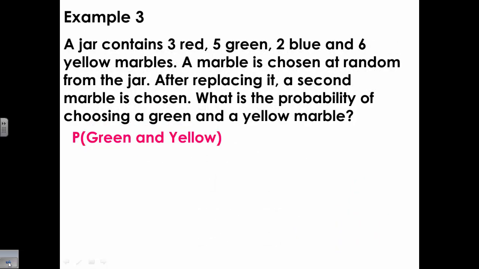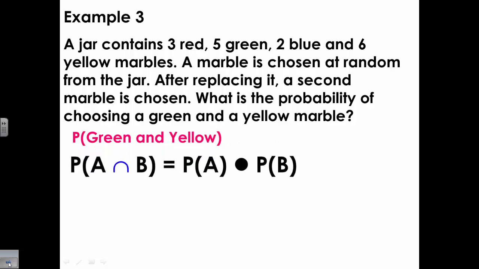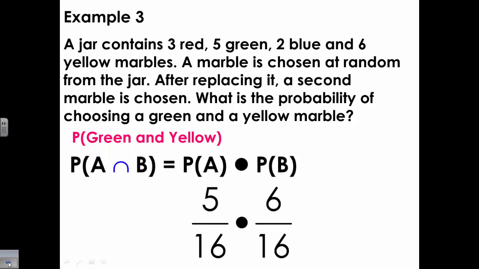A jar contains 3 red, 5 green, 2 blue, and 6 yellow marbles. A marble is chosen at random from the jar. After replacing it, a second marble is chosen. What is the probability of choosing a green and a yellow marble? Again, we choose a marble, what's the probability of green? We put the marble back, and then what's the probability of yellow? Use your calculator to multiply.